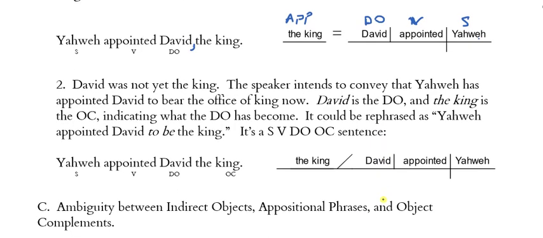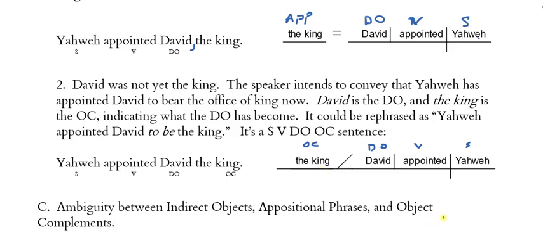And so we would label it this way, SV DO OC, so the king is the object complement, and we would diagram it as follows. Yahweh, subject, and verb appointed, and David is our direct object. But now the king is not in apposition, rather the king is an object complement because we're construing appointed as involving an additional participant role here for this noun phrase. It's what the direct object becomes as a result of the appointing. Same sentence, all the same words, but different grammatical structures.